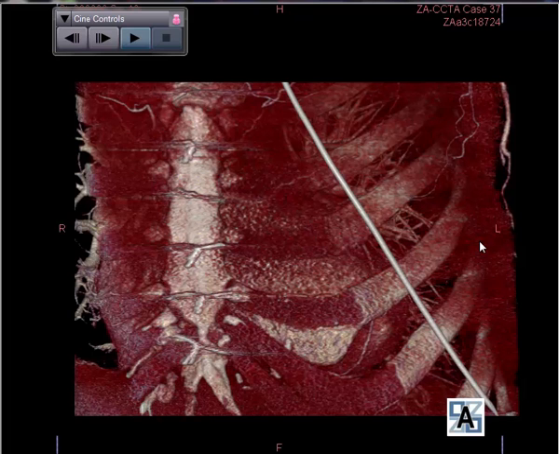This is CCTA case number 37. It's a 75-year-old man with known coronary disease who is status post-coronary artery bypass surgery with 4 conduits, as well as multiple stents for narrowing of these bypass grafts. He now has atypical chest pain, and we are asked to evaluate whether or not the stents are open and what is the status of the bypass grafts.